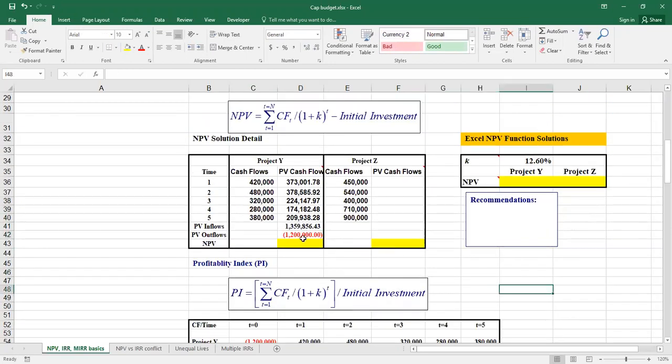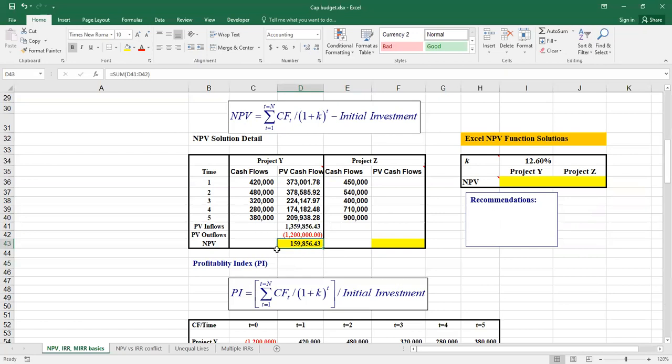So we can now add both of this because they all belong to present values. This is the present value of your inflows. This is the present value of your outflows. So if I add both, sum lang nitong dalawa, there. So NPV is 159,156,856. So it's positive, no? It's positive, therefore we say that the capital budgeting project is acceptable.